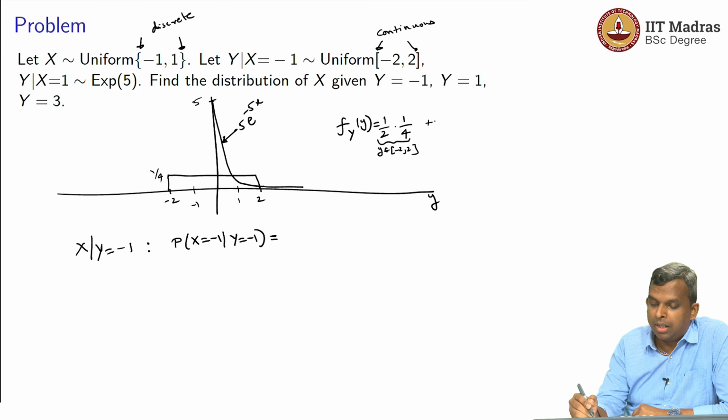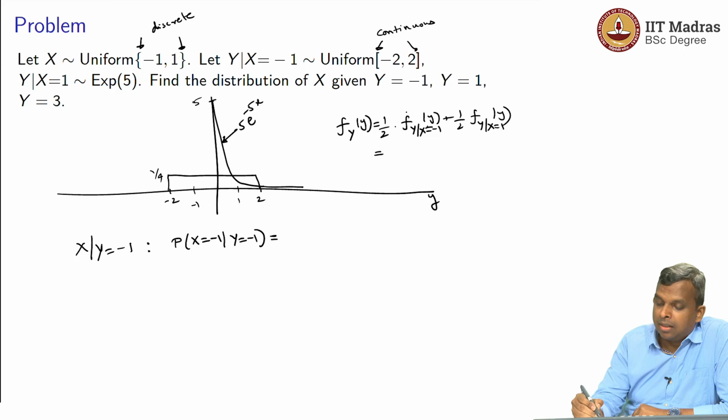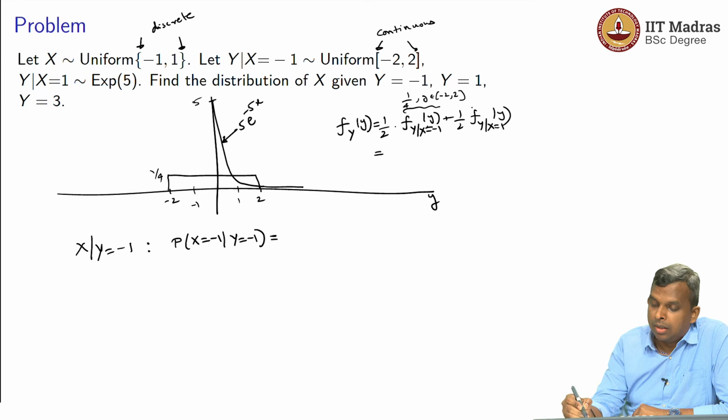So this kind of a thing is a bit difficult to write down. So let me write down the formula first, and then we'll write it down. f_{Y|X=-1}(y) plus half f_{Y|X=+1}(y). Okay, so now you can sort of describe this. This is actually 1/4 for y in [-2, 2]. This guy is 5e^(-5y), I'm sorry, e^(-y). Okay, forgetting my x's and y's here. I'm sorry about that. And that's for y positive.